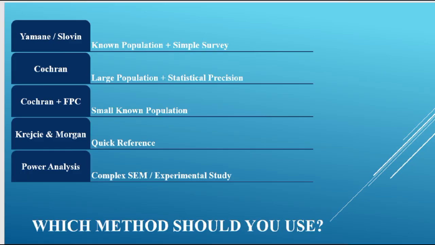If the population is finite and relatively small, you can calculate the initial Cochran sample size and then apply the finite population correction. If you want a quick ready reference approach, the Krejcie and Morgan Table can be used when its assumptions fit your study. However, for complex studies such as structural equation modeling (SEM), experimental design, mediation moderation model, or studies with multiple predictors, researchers should generally consider a priori power analysis rather than relying only on the basic formulas.